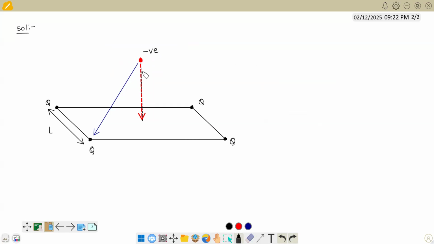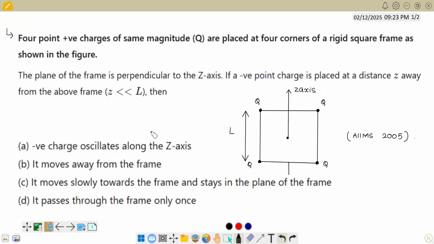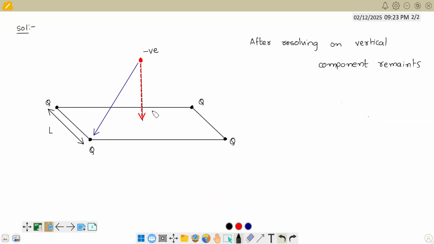Once you imagine what is happening in this problem, now finally we can write. After resolving, only the vertical component remains. The other components will cancel each other. If you draw it, they will look like four directions in this way. All these four would cancel each other on the top, and all these four would add to each other. Since we have four in this direction, we can get an expression also, but he's not asking for any expression, so let us not waste time getting it.